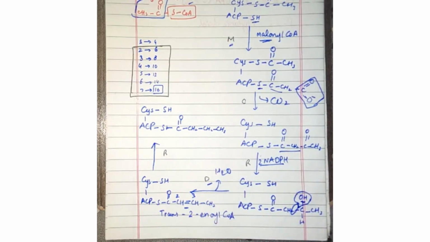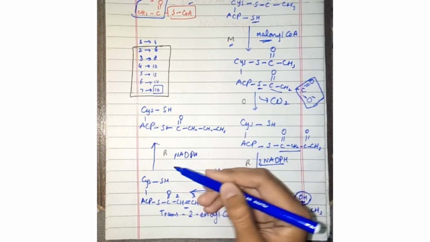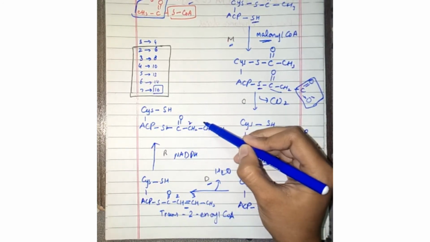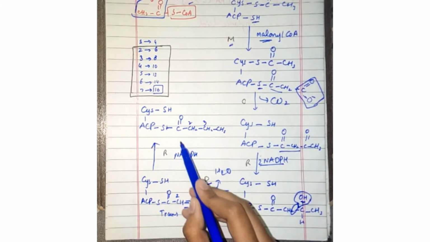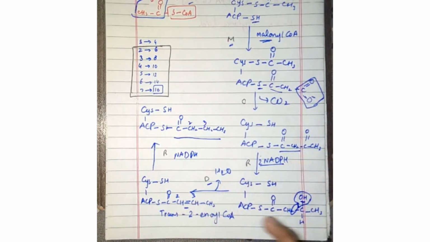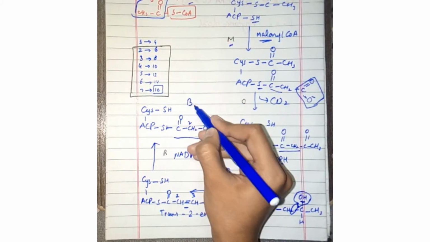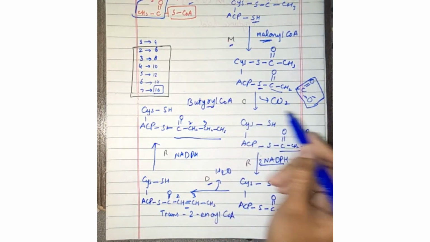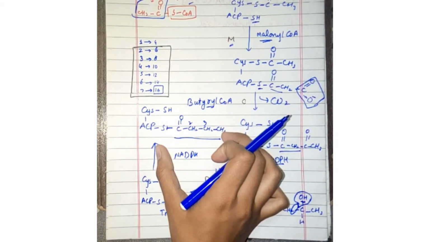And the last step is again reduction. Reduction is again the addition of hydrogen to the double bond, using NADPH as the reducing agent. 1 hydrogen will be added to carbon number 2 and the second hydrogen to carbon number 3. Here the double bond is reduced, forming a saturated fatty acid. The resulting end product from all these steps is a saturated fatty acid with 4 carbon atoms. The structure is simply called butyryl CoA, a 4 carbon structure.